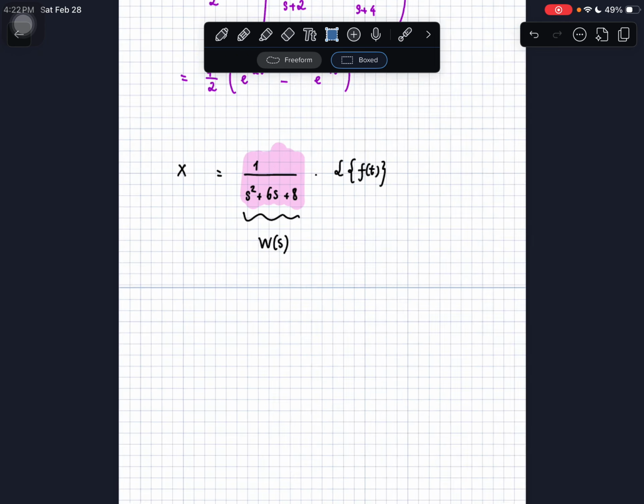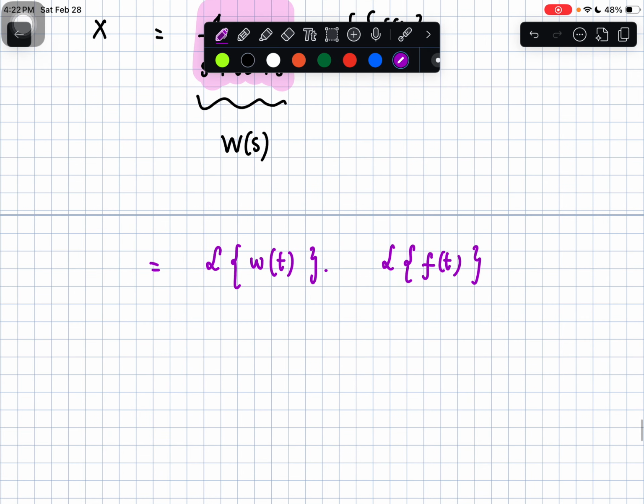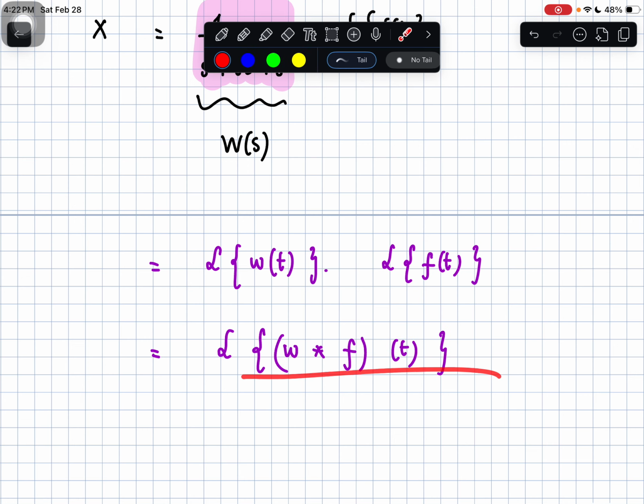Big X equals W times the Laplace transform of small f, which is the Laplace transform of the weight function omega(t) times the Laplace transform of small f(t). The Laplace transform of this function times the Laplace transform of another one is the Laplace transform of the convolution of omega and f. So this is the property relating products and convolution.